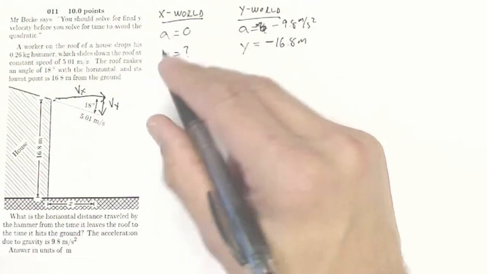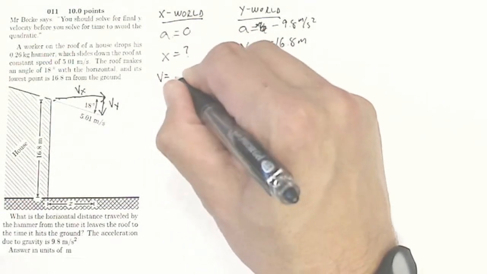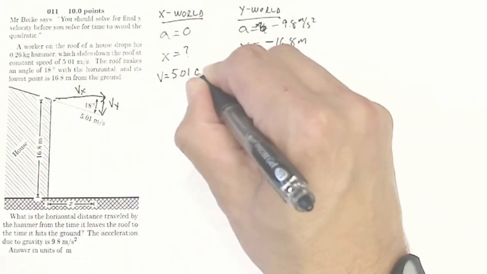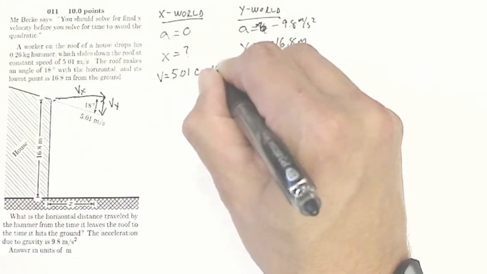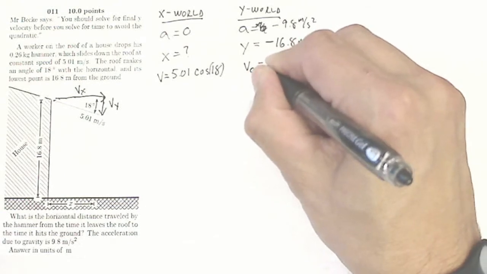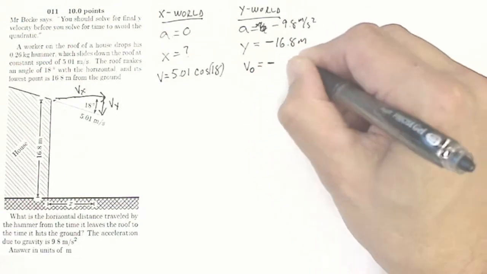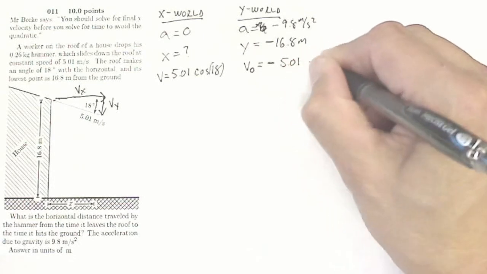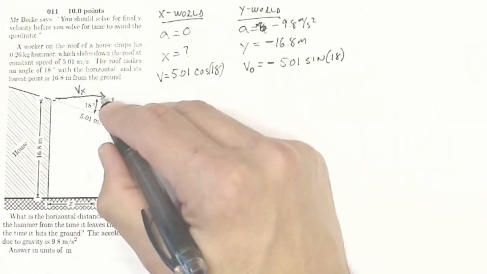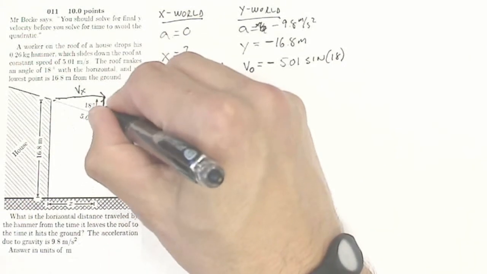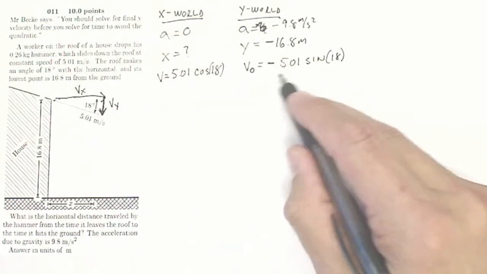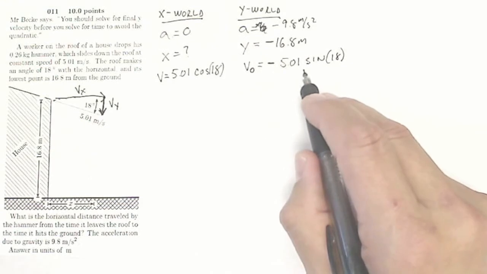So in the X world, I've got my velocity is going to be 5.01 times the cosine of 18. That I'm just going to leave positive. But in the Y world, my initial velocity is going to be negative 5.01 sine 18. I know it's negative because this arrow is pointing down, and that 18 degrees doesn't tell me that, but if I see it, I say, oh, that's down, that's going to be a negative answer. So I've got to make sure that my initial velocity is negative.